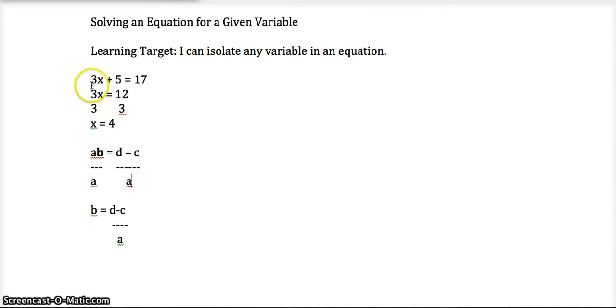And then we divided. Remember how we divided by 3? Here we didn't have a number, but we still divided by A. We have to do it to both sides to keep the equation balanced. So then we have B equals D minus C divided by A.